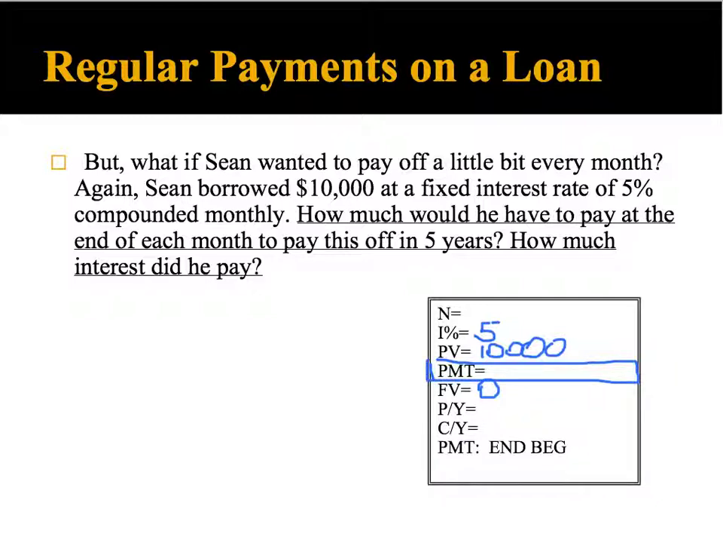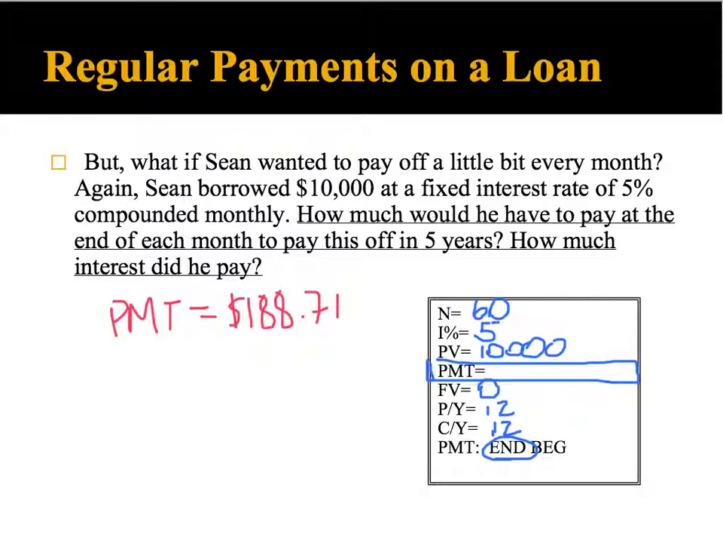What else do we know? Well, N, let's see, there are 5 years, 12 payments per year, so 12 times 5, again, that gives me 60. Payments per year, we already just mentioned that, that's 12, and compounds per year, we also see that's 12, and again, we always set this to N. Type all this in, and hopefully you get a final payment of $188.71. Okay, so that's how much he's going to pay each month.